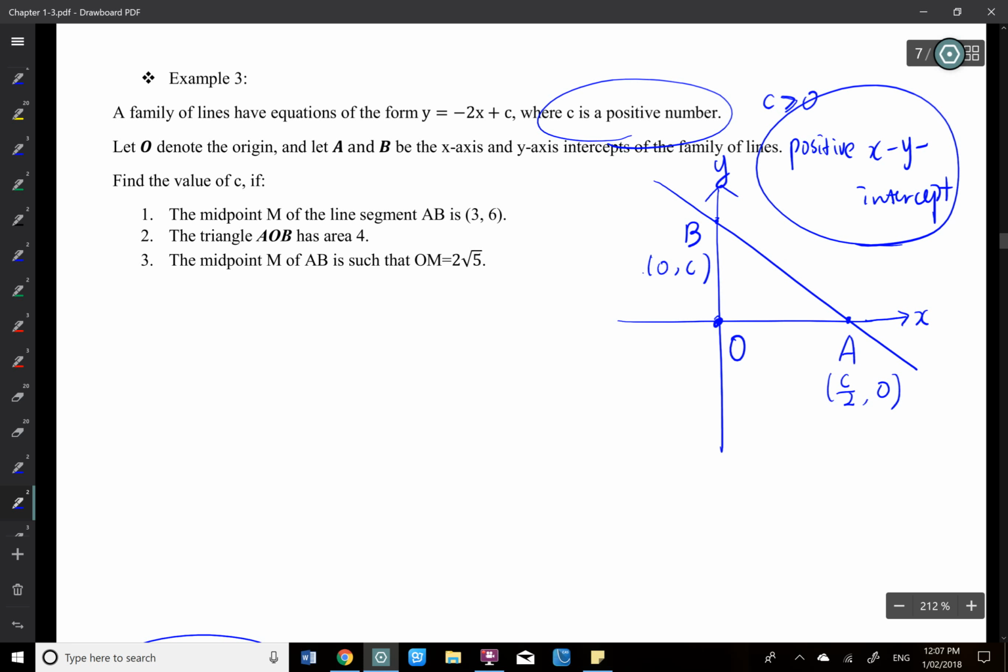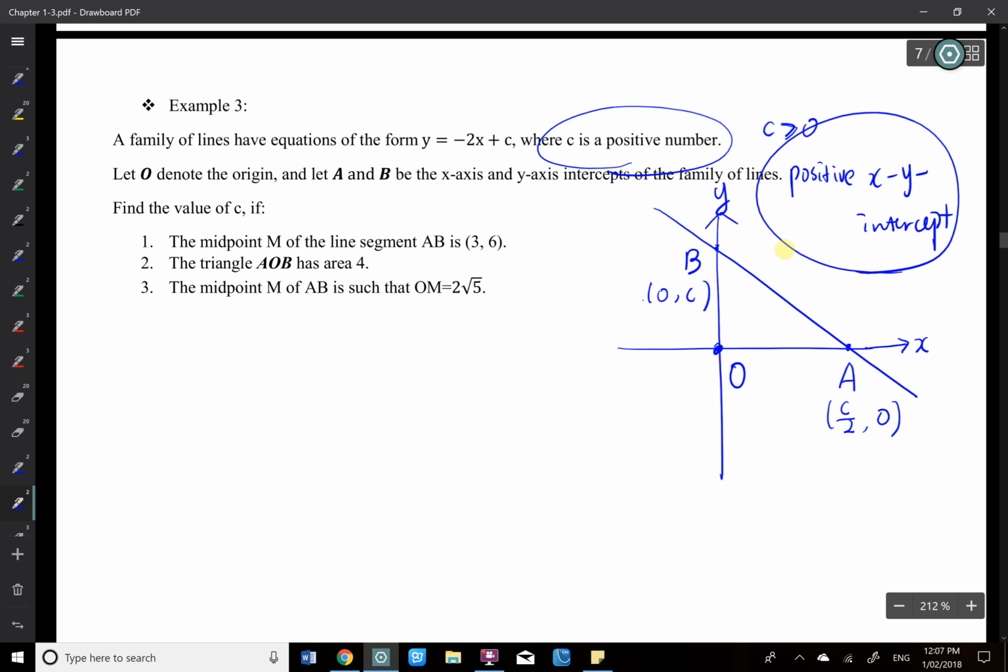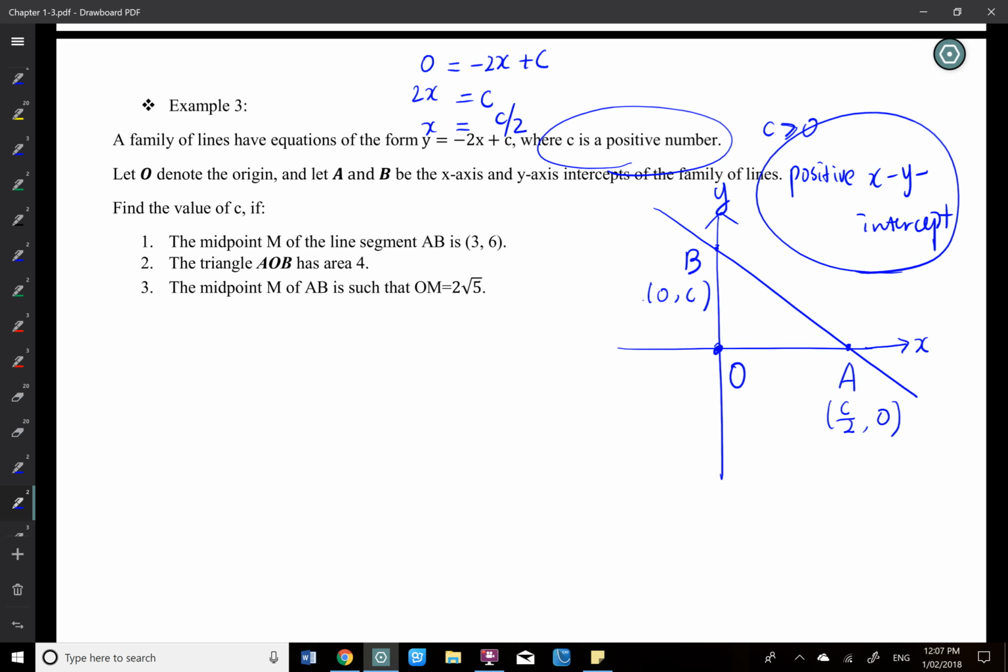c over 2, 0. How do we solve for that? Make y equal to 0: 2x equals c, x equals c over 2. That's how we find the x-intercept. Okay, how do we find the x-intercept? Make y equal to 0.